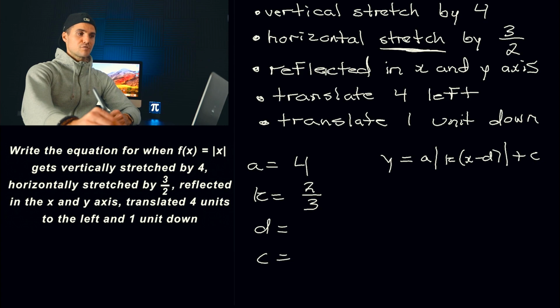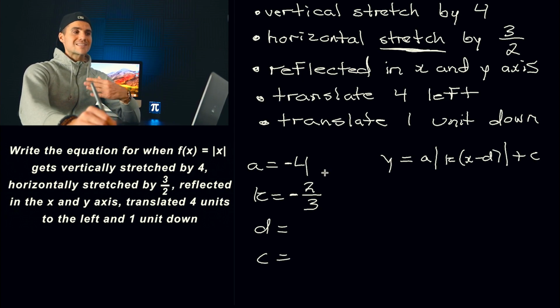Now notice here it says reflected in the x and y axis. If something is reflected in the x axis, that means the a value is going to be -4. If it's reflected in the y axis, it means the k value is going to be negative. So in this case, -2/3. Right, so any reflections: a reflection in the x-axis causes the a value to become negative. A reflection in the y-axis causes the k value to become negative.